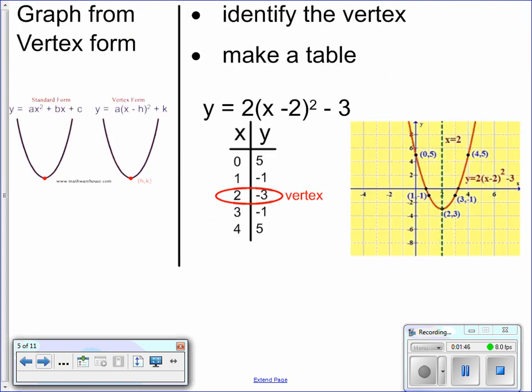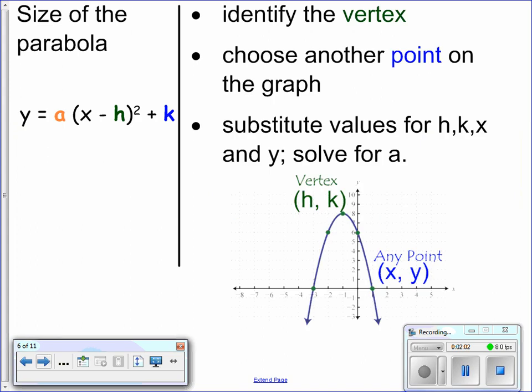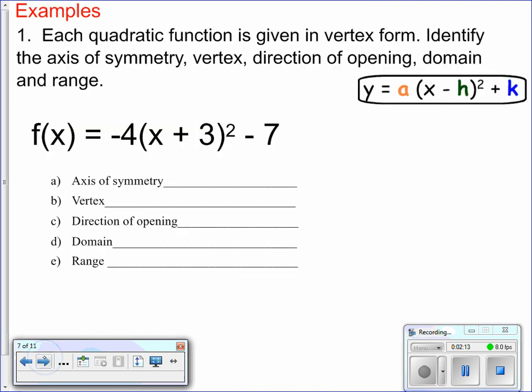So to graph from vertex form, we have to identify the vertex and then make a table, putting your vertex in the middle, using two values to the right and two values to the left of x. Plug in x in our equation and solve for y. For the size of the parabola, we'll have to identify the vertex, so we need that point, and then we need another point on the graph. We substitute values for h, k, x, and y, and solve for a.